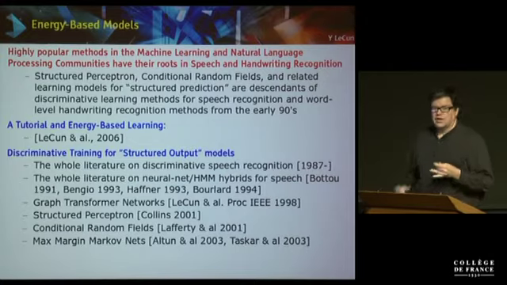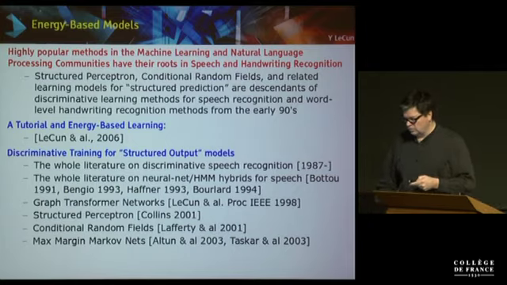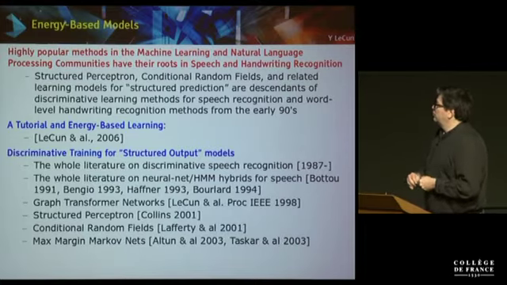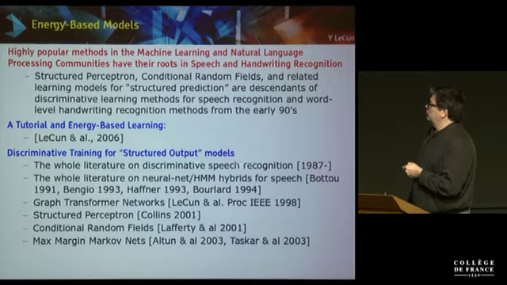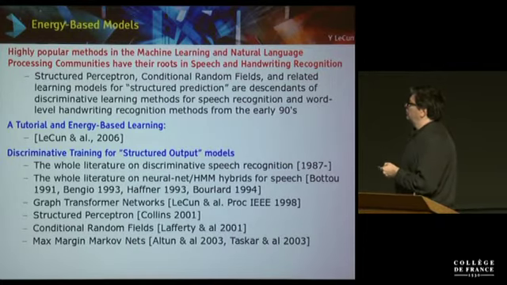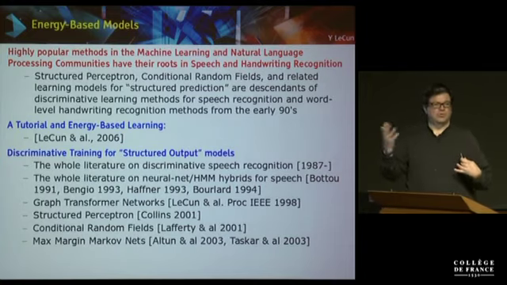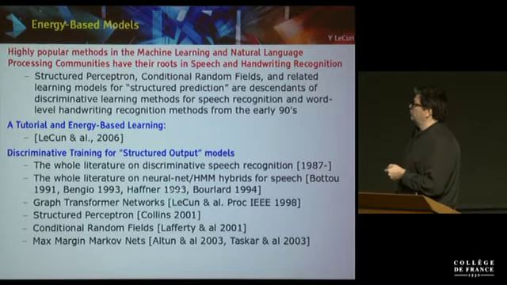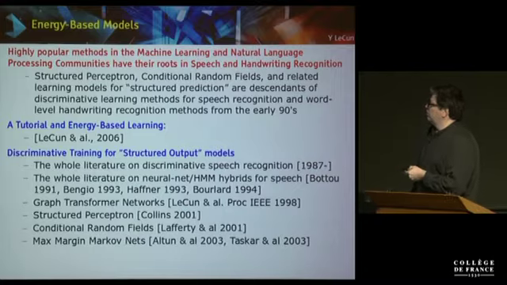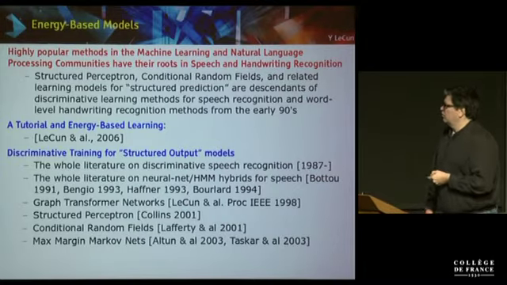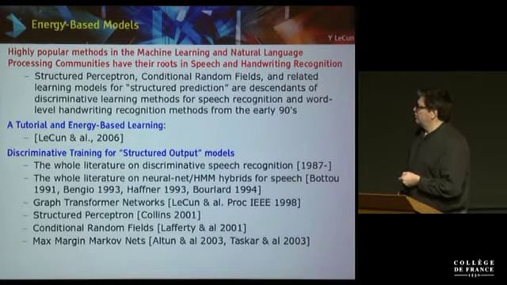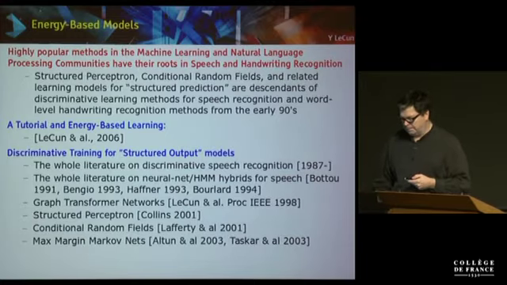About 10 years ago, I created a long tutorial on this general idea, one way of unifying all of this. But the first model of this sort dates back to a long time ago in speech recognition at the end of the 80s. The use of neural networks for structured learning dates back to the thesis by Bottou, Bengio, and Haffner back in the 90s. More recently, what is known as graph transformer networks that we use for handwriting recognition, and more recently, structured perceptron, CRF, max margin Markov nets, and so on.